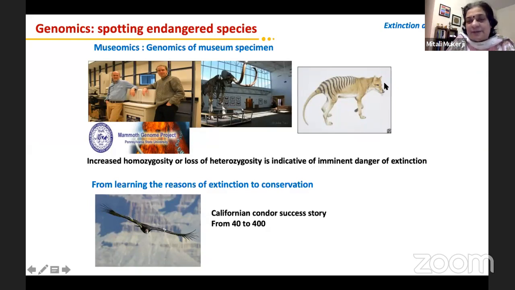So he worked on the Tasmanian devil, which has just gone extinct in the last few years. And then he could find that in the mitochondrial part of the genome, there are certain signatures that it becomes very homozygous when it is on the verge of extinction. So using this information, he actually could work with some conservationists in California and could increase the number of these birds, which had dwindled to 40, to 400 by captive breeding. So learning lessons from ancient DNA is actually providing solutions to newer and newer things.